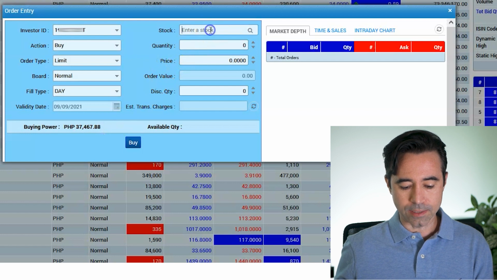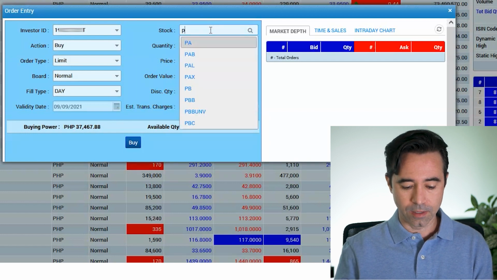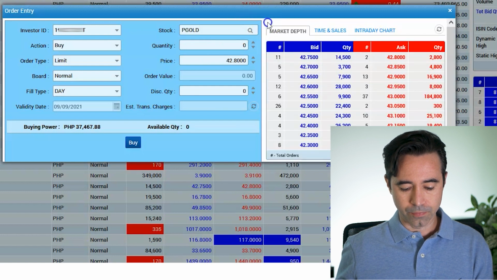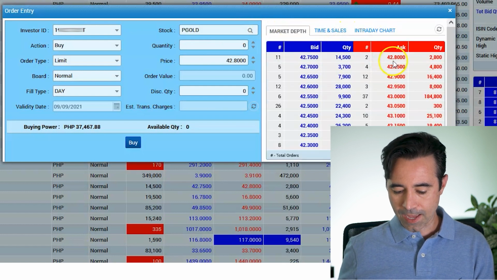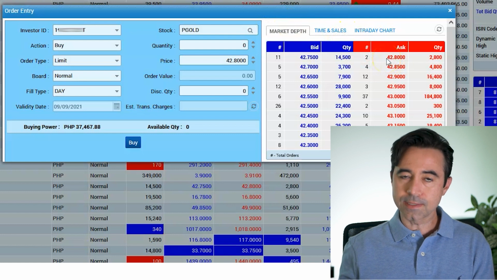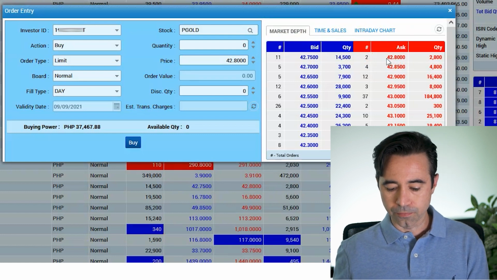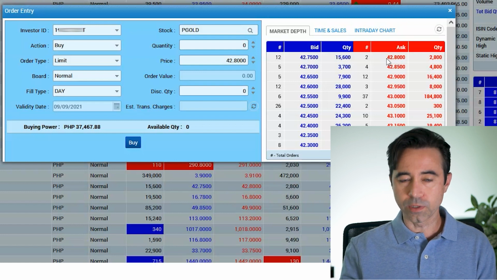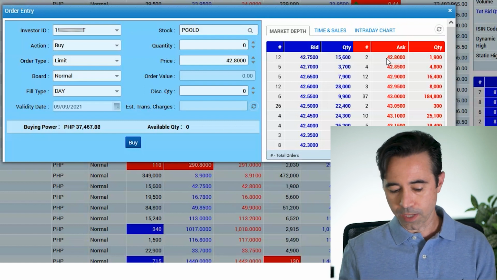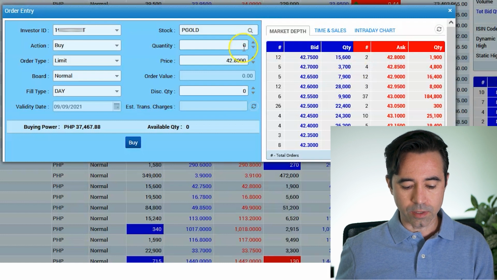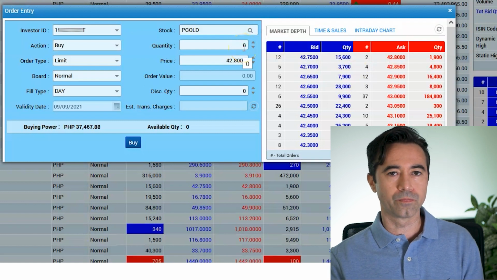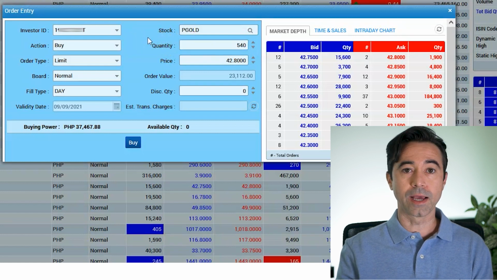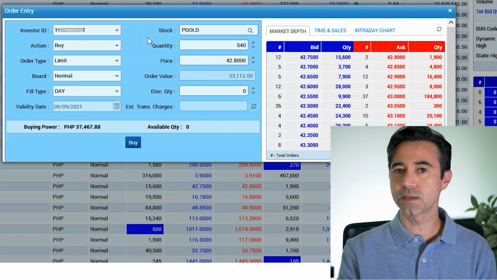Now I want to go ahead and see what the stock is trading at. PGOLD for Pure Gold. Here we go. On the right side here, I'm going to look at the ask price, and it looks like it's down a little bit. 42.8000 is what it's trading at, down from about 42.85. So okay, so far so good. Now here are a couple of important things I want to note. I said that I wanted to have 540 as my quantity before, but here's a bit of a problem.